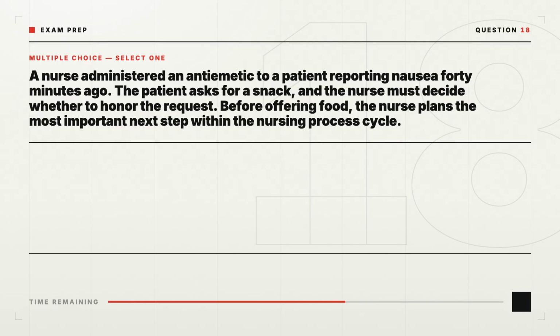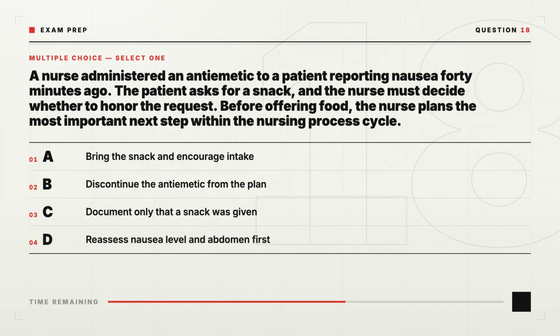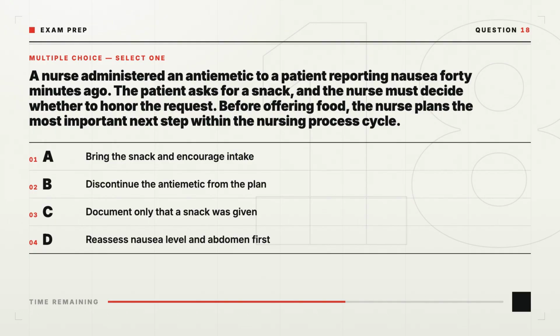Your options are A. Bring the snack and encourage intake. B. Discontinue the antiemetic from the plan. C. Document only that a snack was given. D. Reassess nausea level and abdomen first. Take a second. Which answer would you pick?